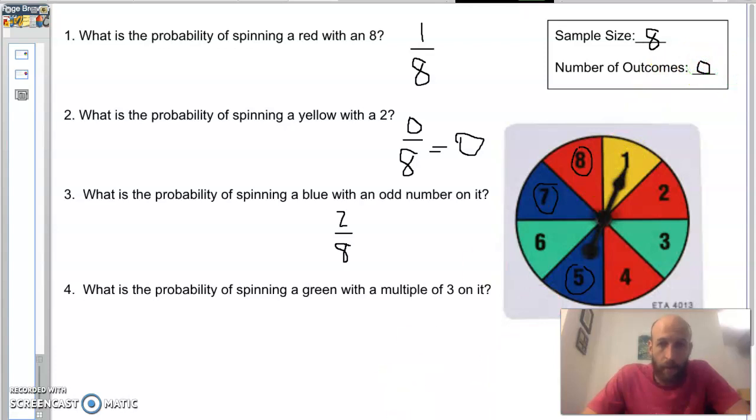Okay, number 4. What is the probability of spinning a green with a multiple of 3 on it? So again, the multiples of 3, if you skip count by 3s, are 3, 6, 9, and 12, 15, and so on and so forth. So I'm looking for my greens. I see that I have a 6 and a 3. And both of those are multiples of 3. So I have 2 out of 8, which is my sample size. So 2 out of 8. And that's my probability.